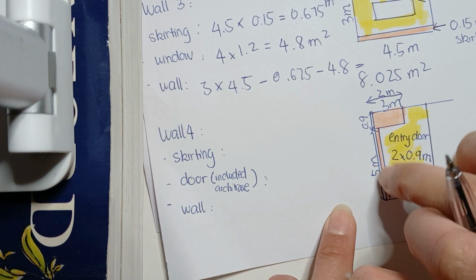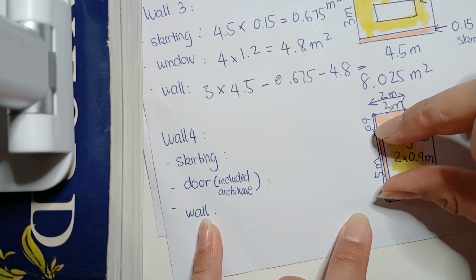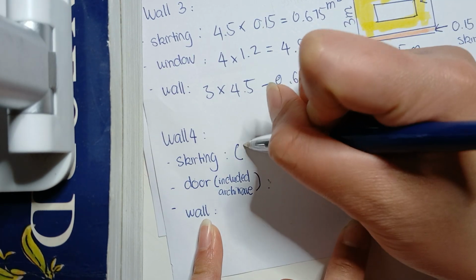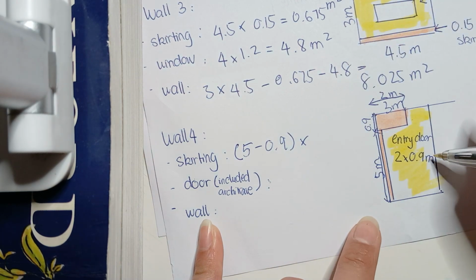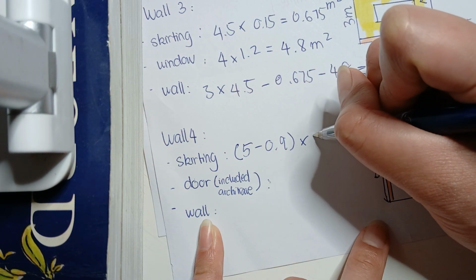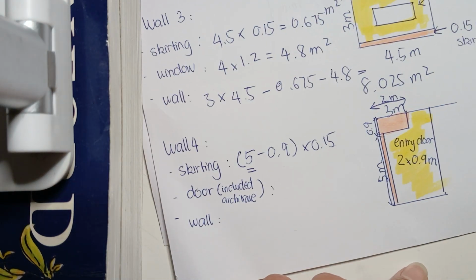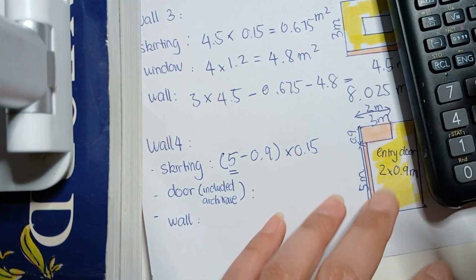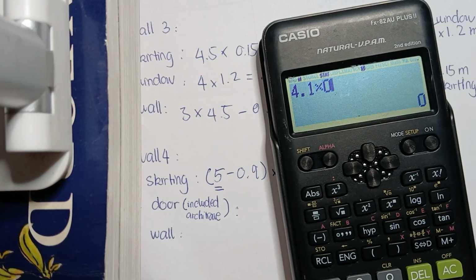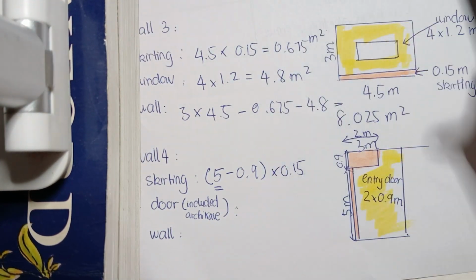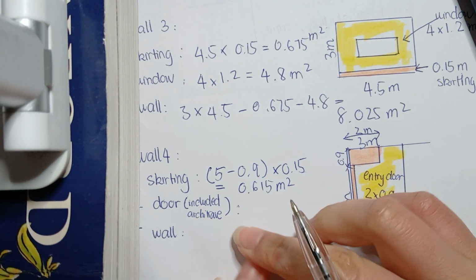Okay, so what is 5 take away 0.9 equal to? Because we only need this part for now, for the skirting. So it's going to be 5 take away 0.9, and then multiply with the width of the skirting, 0.15. Alright, give me 1 second. It's going to be equal to 4.1, multiply with 0.15, 0.615 meters square.